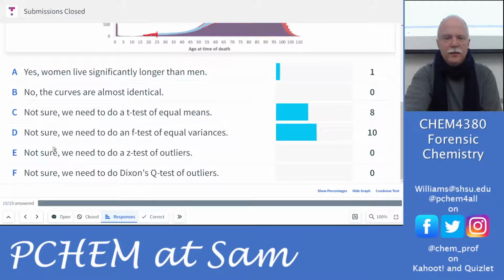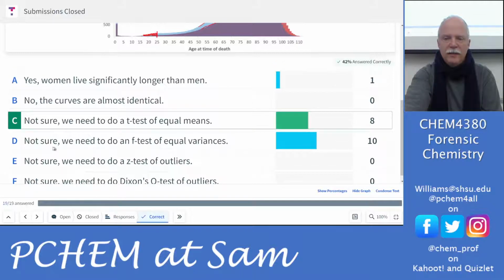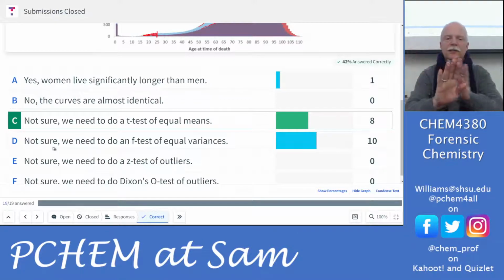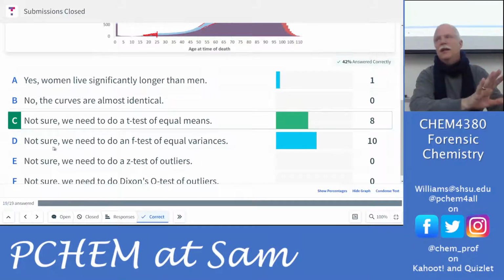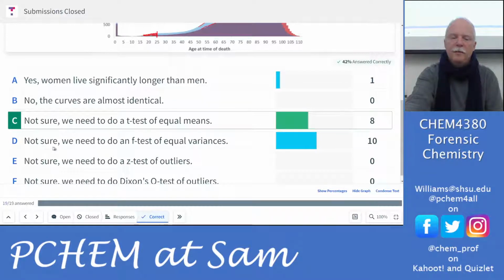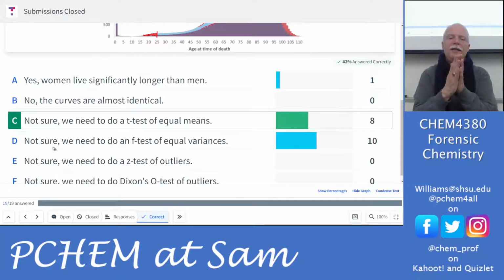Okay, so here's our distribution of answers. We've got 1 on yes, women live significantly longer than men, and then 8 on not sure, need a t-test of equal means, and not sure, we need an F-test of equal variances. The t-test of equal means would be the one testing the differences in the populations in terms of the lifespan differences. So the women's are significantly shifted to higher values than the men's. Now, statistical significance would be, again, that t-test of equal means.